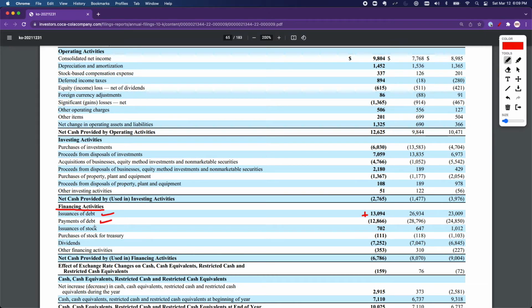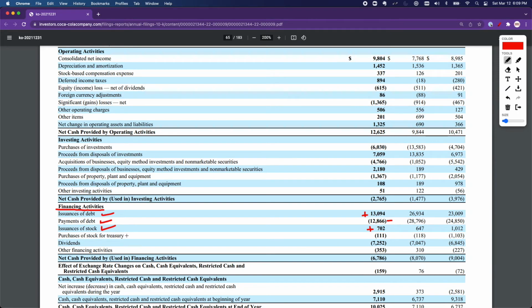They also paid, the second line here, they paid off some of the debt. So that's obviously an outflow of cash. This could be things like the interest paid to bond holders, or maybe the principal payment back to the bond holders. They also issued some stock. So that's $700 million worth of stock that they sold. So that's a positive.